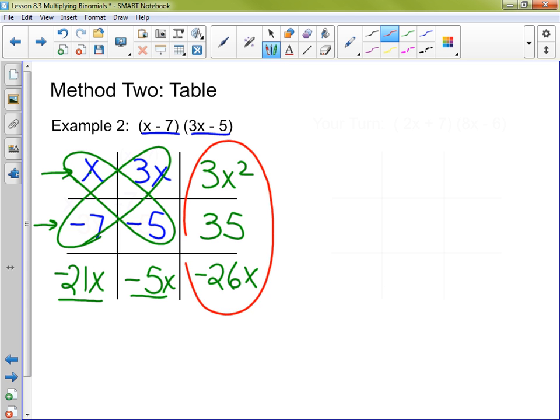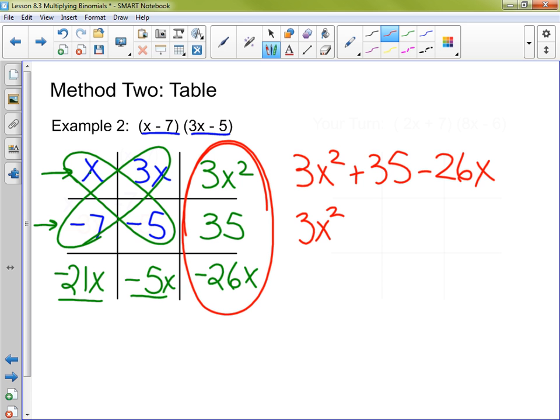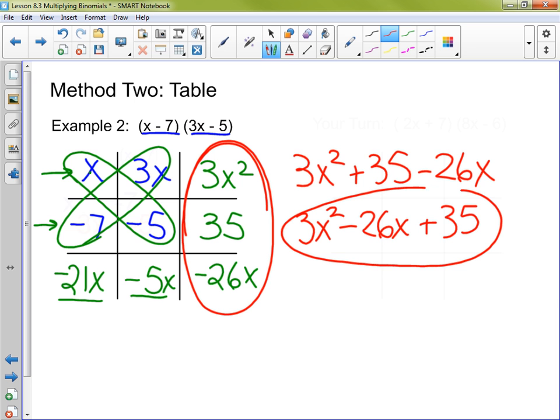The last column is your answer. 3x squared plus 35 minus 26x. Now that's an okay answer, but really you want to write it in standard form, so I'm going to rewrite it. 3x squared. The next term should be minus 26x. And the last term is 35. That's method 2. That's the table method.